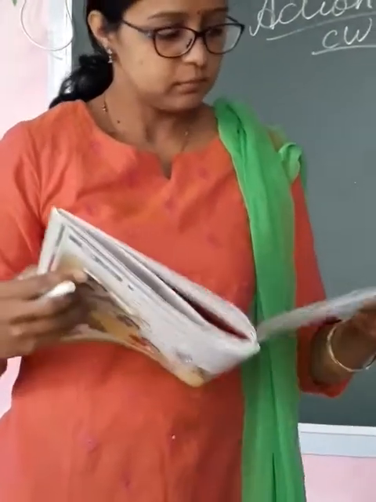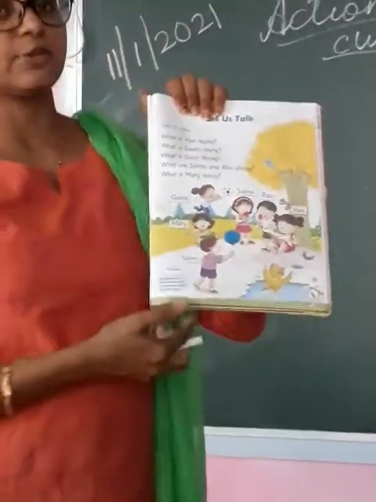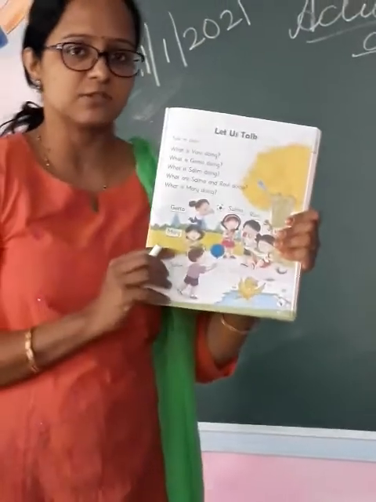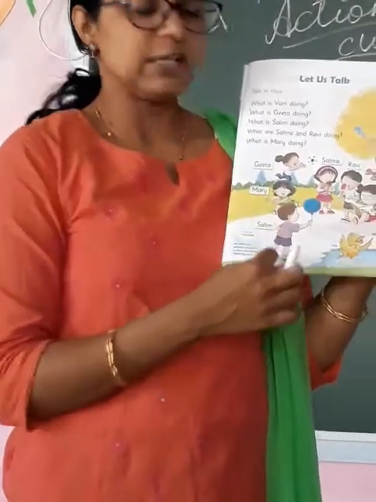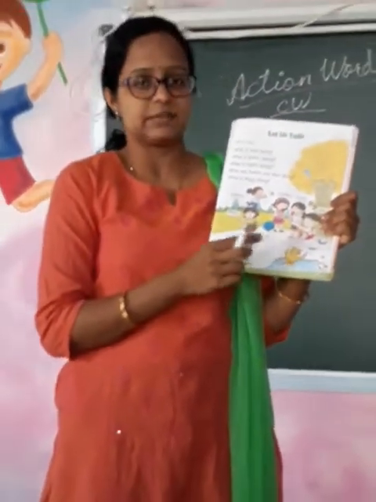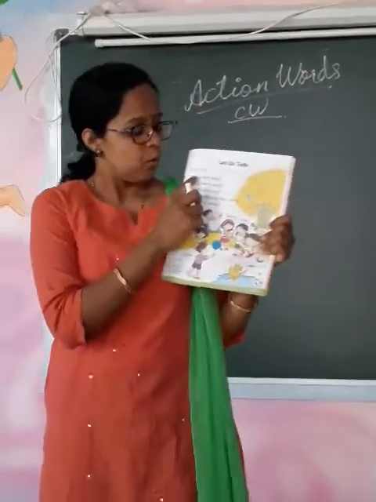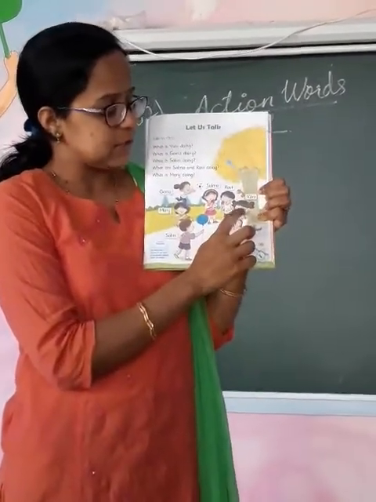Then turn the page. Let us talk about this. This is a classroom. You sit with your friends in the classroom, right? So, in the class, there are some girls and boys. They have given some questions and they have named the girls and boys. Just read out. What is Vani doing? Where is Vani? V-A-N-I. See, this girl's name is Vani.